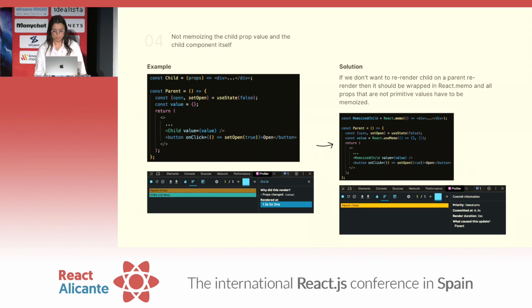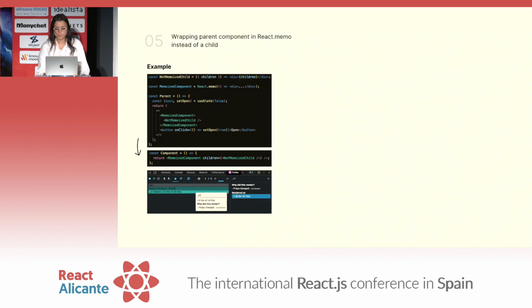By implementing this approach, we retain the reference to the value object, thereby preventing its recreation with every parent re-render. Furthermore, by memoizing the child component, it remains unaffected by parent re-renders and won't trigger unnecessary re-renders. And you can see that in the second approach, the child component did not render.